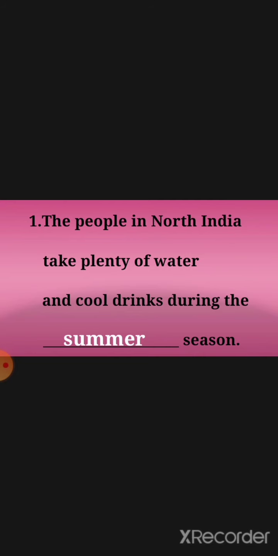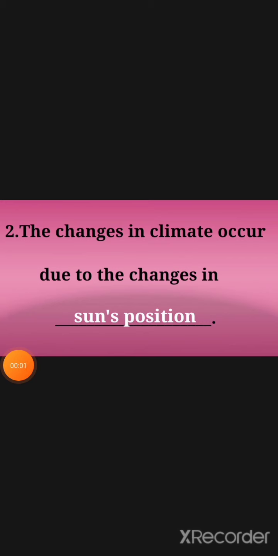Now, we will see the second fill in the blanks. The changes in climate occur due to the changes in dash. Sun's position. Because the Sun's position changes, changes happen in the climate too. S-U-N-S. Sun's position. P-O-S-I-T-I-O-N. Position.